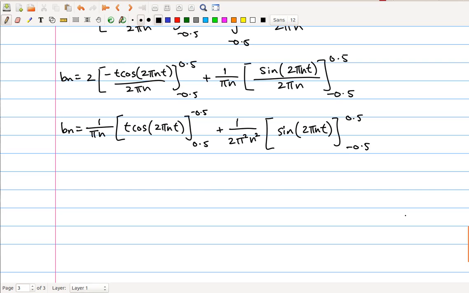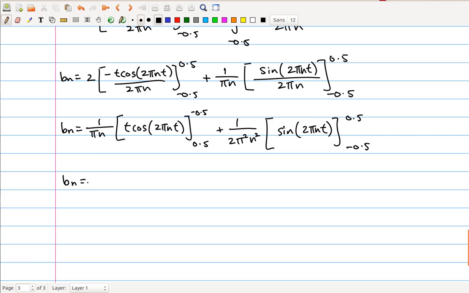Alright, good. Now that we've simplified this, it should be easy to deal with. So let's go ahead and go upper limit minus lower limit and see what we get. So bn is equal to 1 on pi n. Upper limit, negative 0.5 cos, negative 0.5 in there gives me negative pi n. Okay, upper limit minus the lower limit, so that's going to be 0.5 cos pi n. Okay, upper limit, lower limit, that's that part.